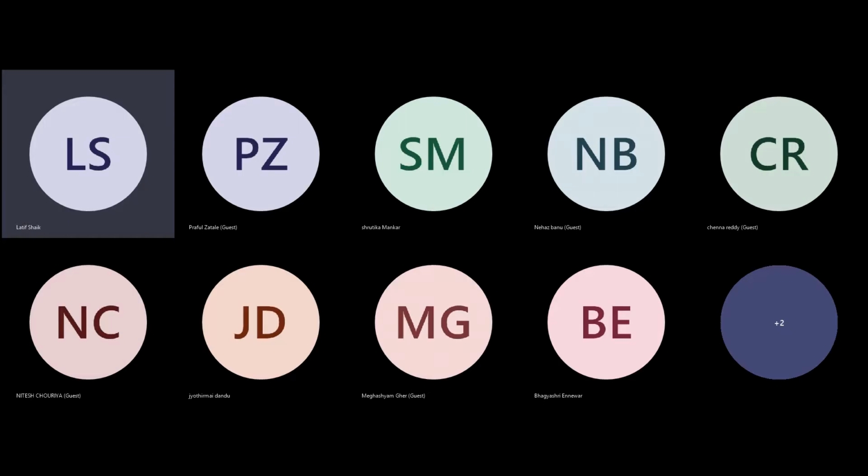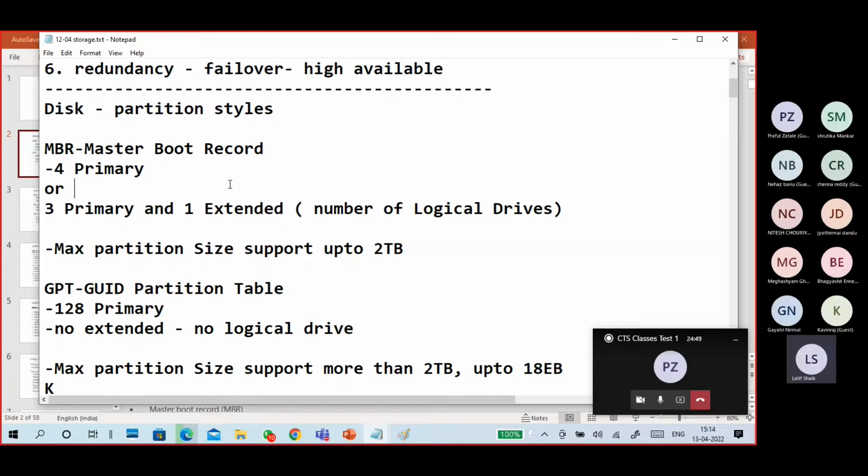Style: MBR, GPT. What is MBR? What is GPT? MBR is Master Boot Record, GPT is GUID Partition Table. In MBR, we can create 4 primary partitions, or 3 primary and 1 extended partition. In the extended partition, we can create any number of logical drives.